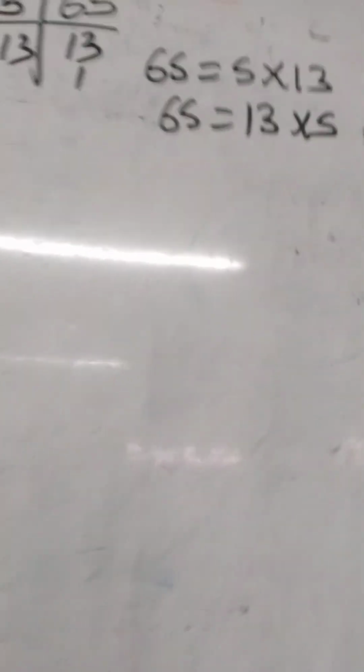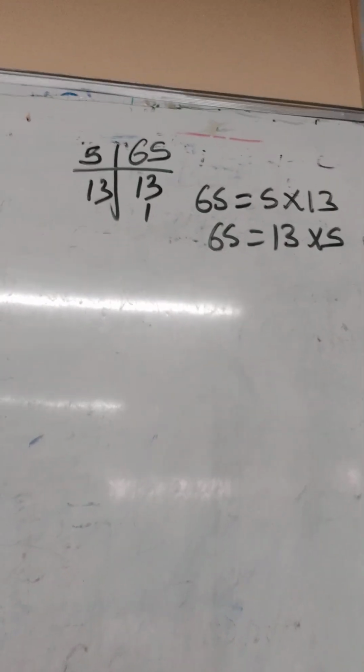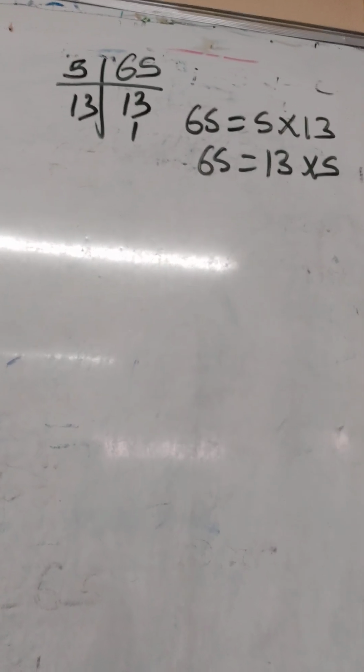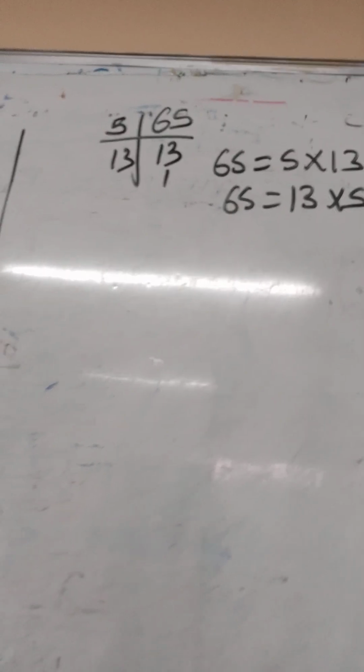65 can be 5 times 13, can also be 13 times 5. Is that clear? So let's now come back to our question.